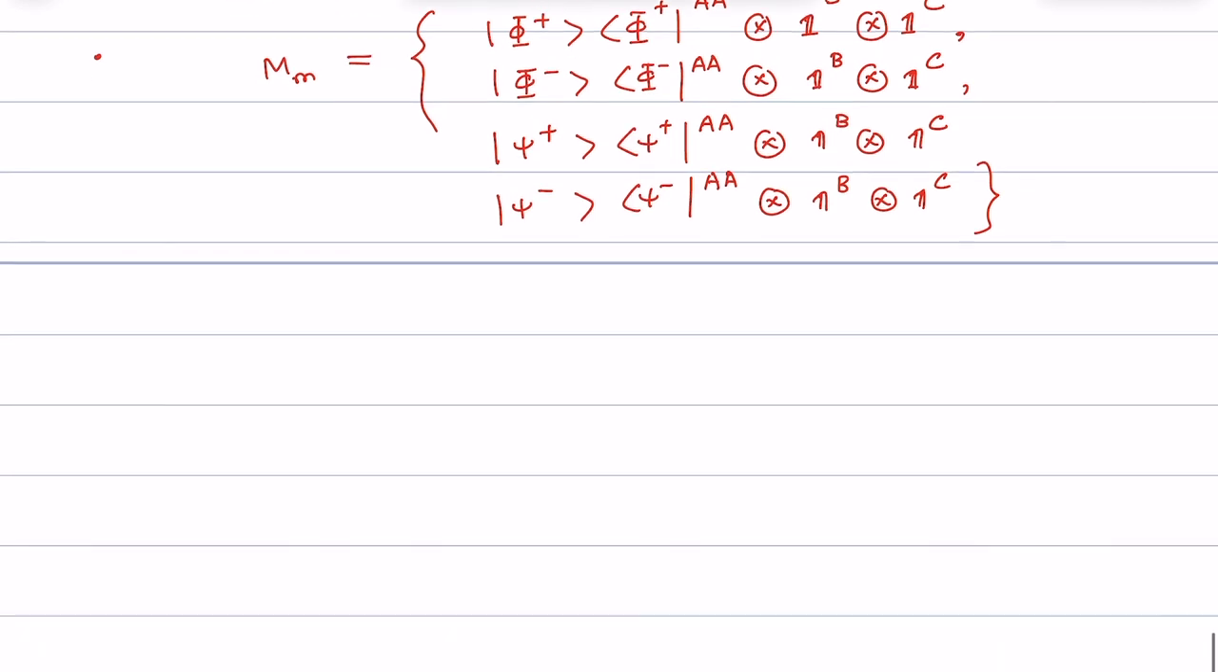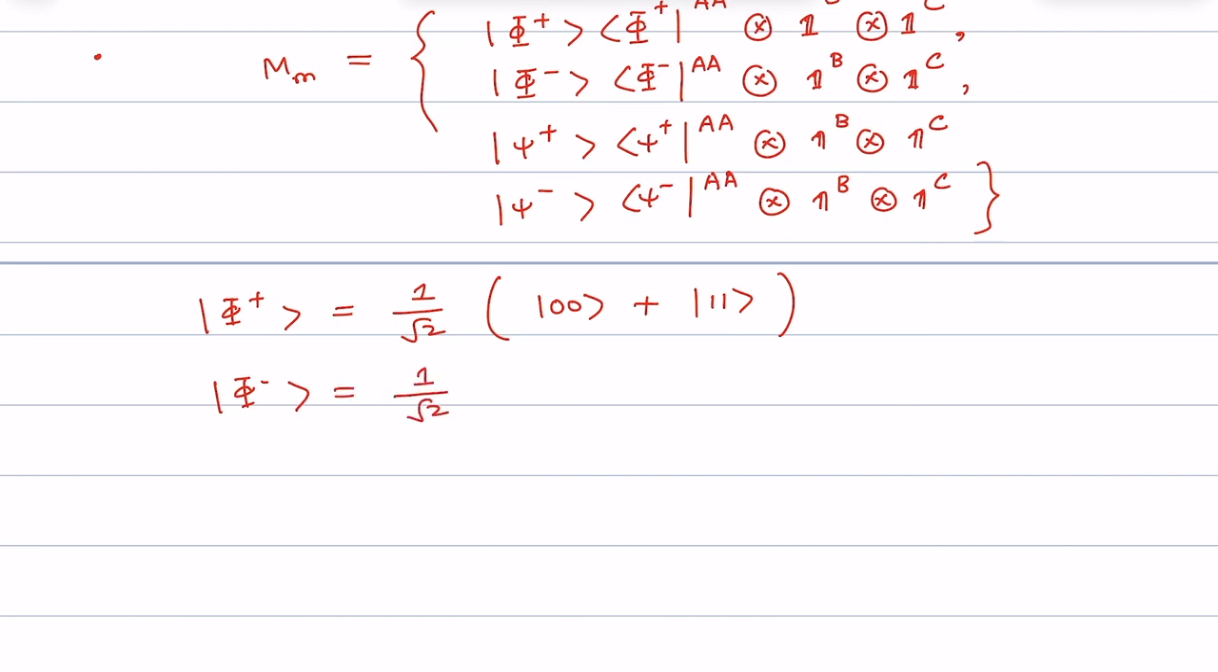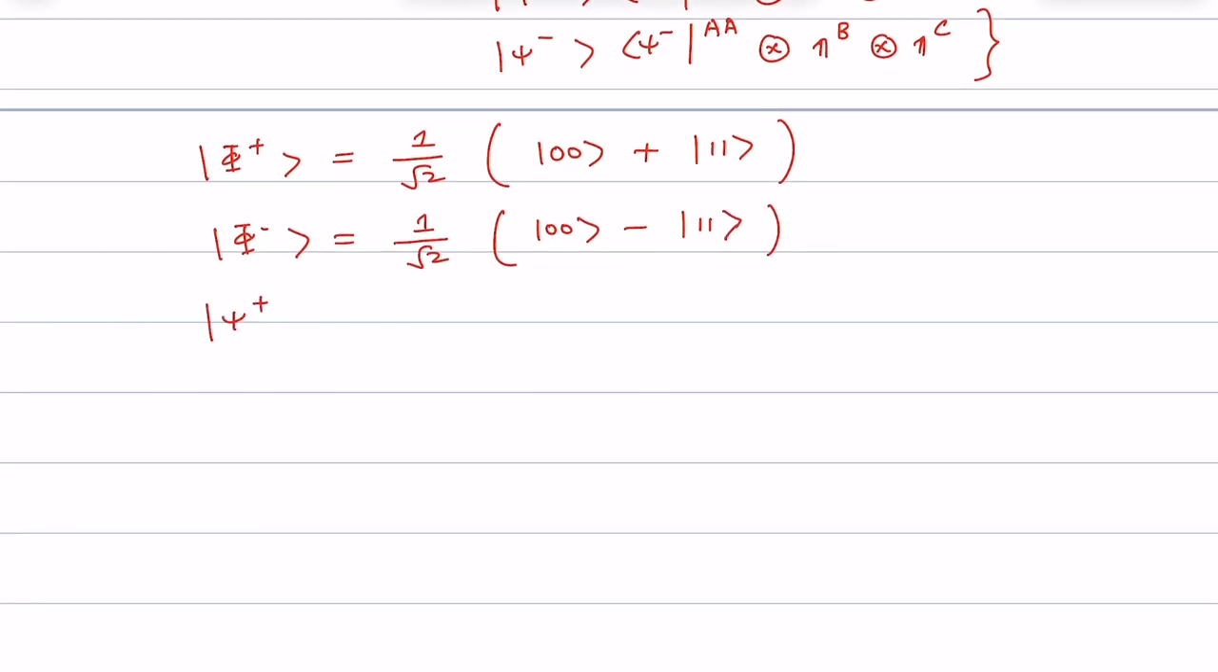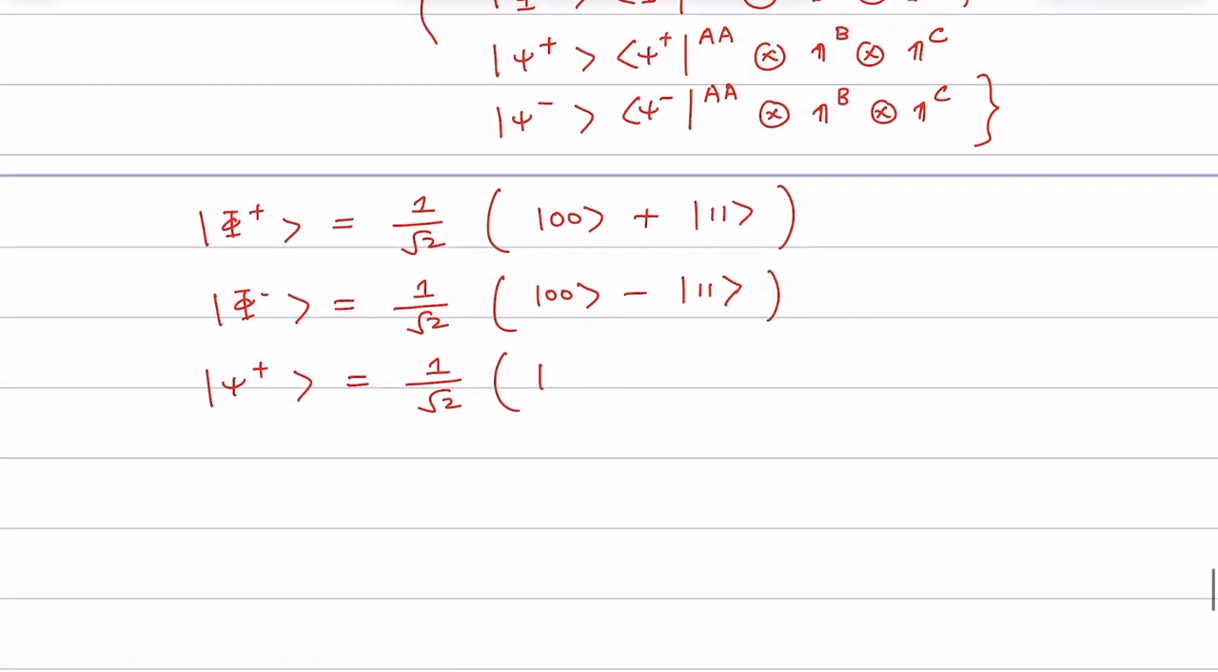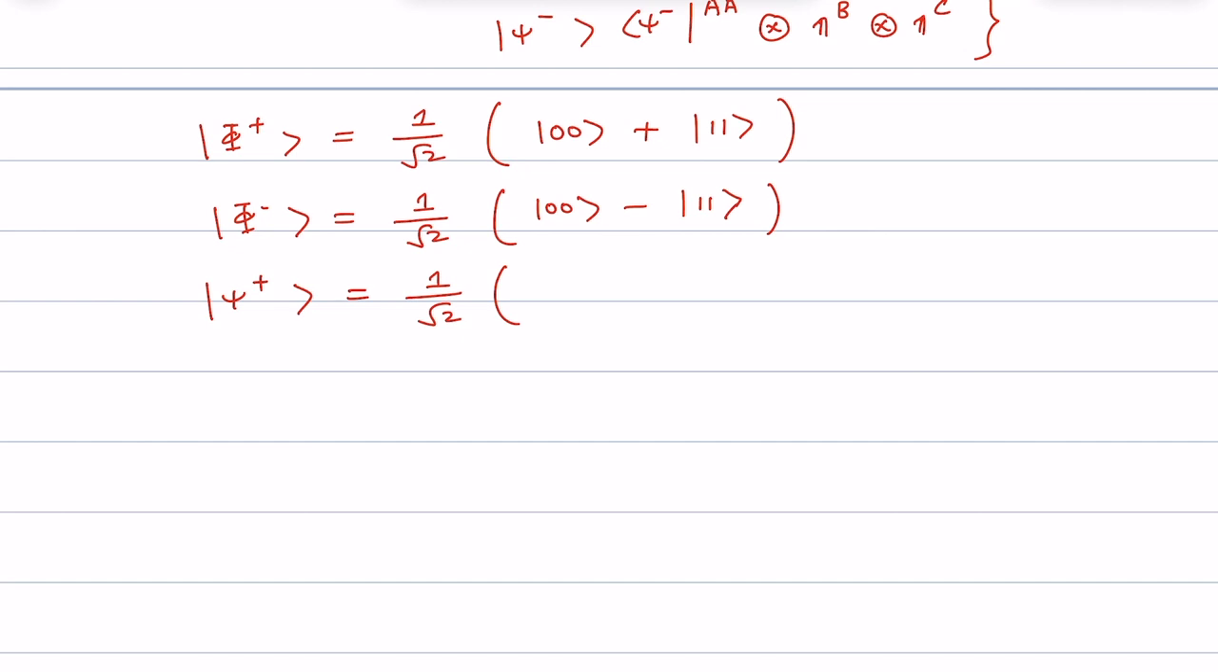Let me give you all the Bell states for your reference. Phi plus is 1 by root 2 (|00> + |11>). Phi minus is 1 by root 2 (|00> - |11>). Psi plus is 1 by root 2 (|01> + |10>), and psi minus is 1 by root 2 (|01> - |10>). These are the so-called Bell states.